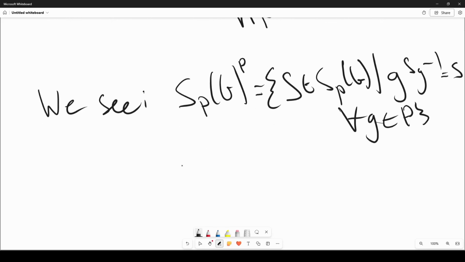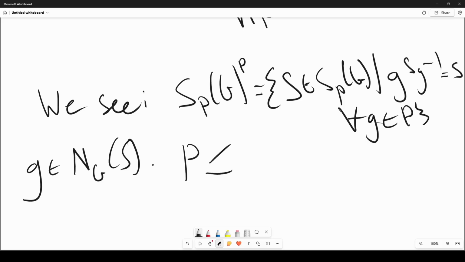But we see this is equivalent. We've seen this before: G S G inverse equals S. This implies that G is in the normalizer of S. That's exactly what that means. But if this is true for all G in P, this means that P is in the normalizer of S. Okay, so now we've proven something.